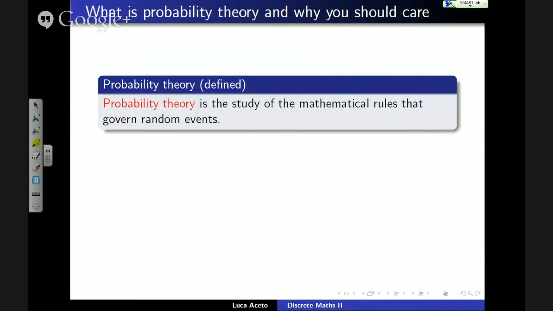So what is probability theory? I don't know what kind of explanation you got in discrete maths 1, or whether you got any explanation whatsoever of what probability theory is, but here's a standard definition. It's the study of the mathematical rules that govern random events. Now, it may seem strange to you that there are actually rules governing randomness. By definition, what is a random event? Well, it's something that is random, so how can there be rules to something which is random? Something that happens by chance.